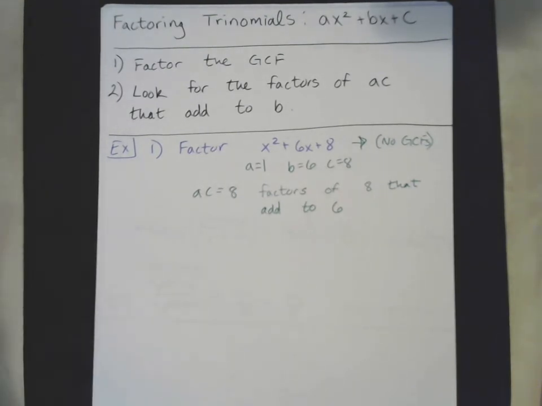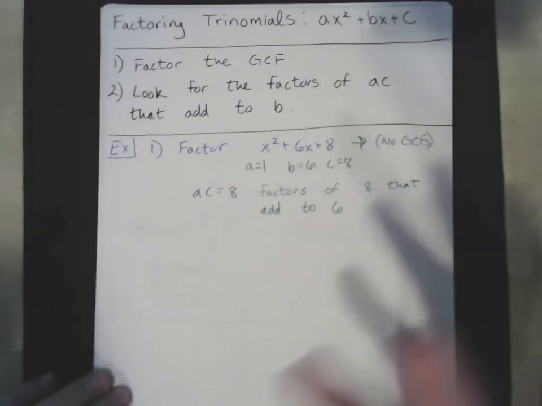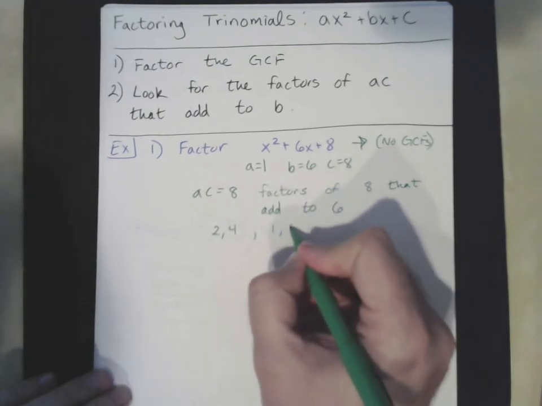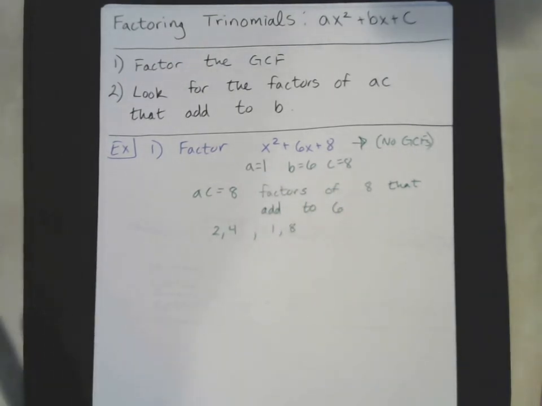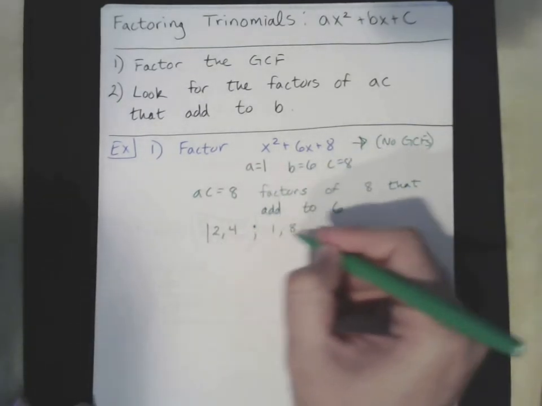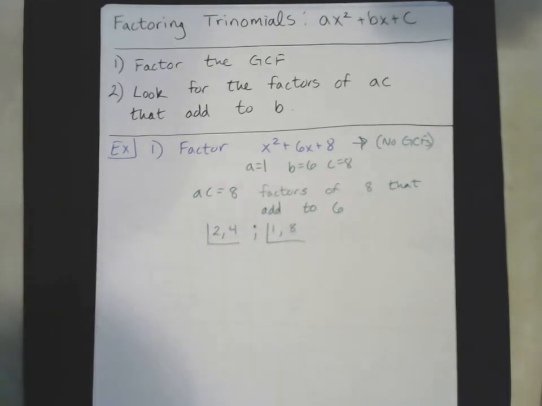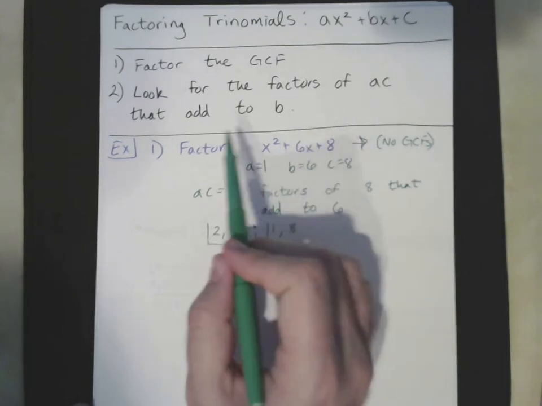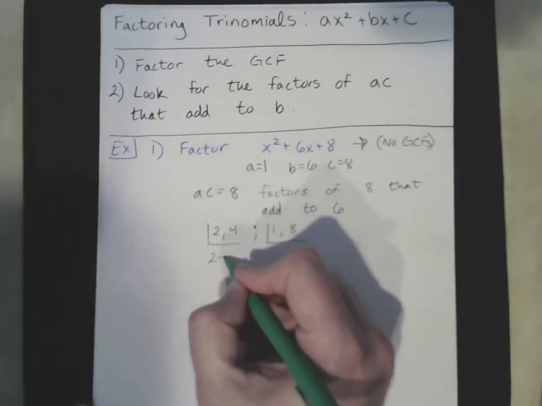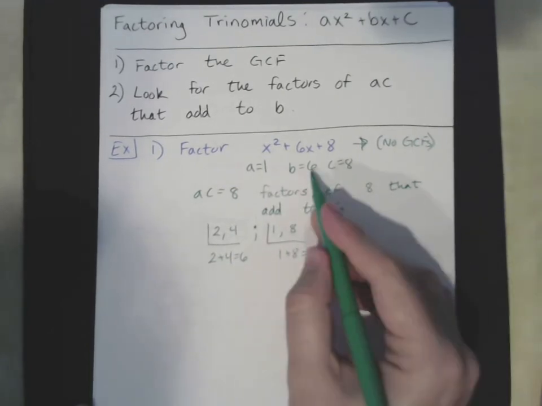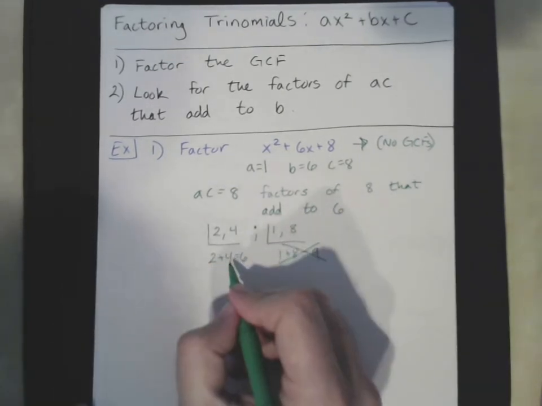So there's a little bit of guesswork involved here, not too much, but the first thing you have to do is identify what are your factors of this number. So 8 is 2 times 4 or 1 times 8. And that's it. So those are the only two pairs that we could have, 2 and 4, 1 and 8. So we're looking for those factors to add to B. So you just check: 2 plus 4 is 6, 1 plus 8 is 9. Well, B is 6, so it's not these, it's 2 and 4.